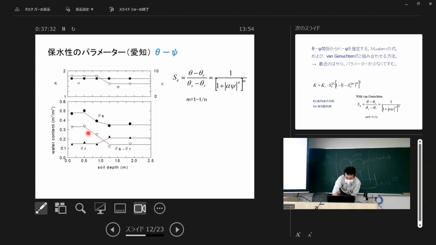And you know that theta S and theta R relate to the porosity, that is the space volume of water and air in the soil, and the porosity also decreases when the soil depth becomes deeper, like this.